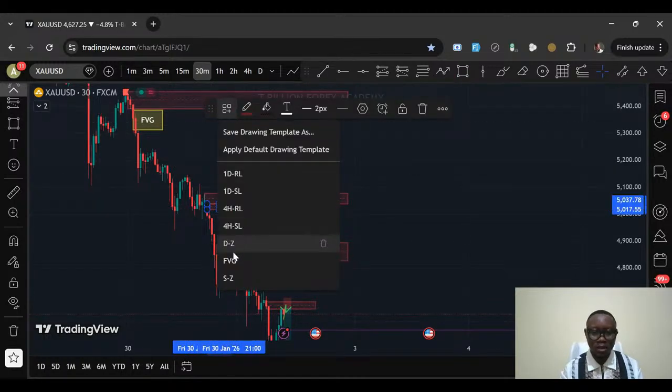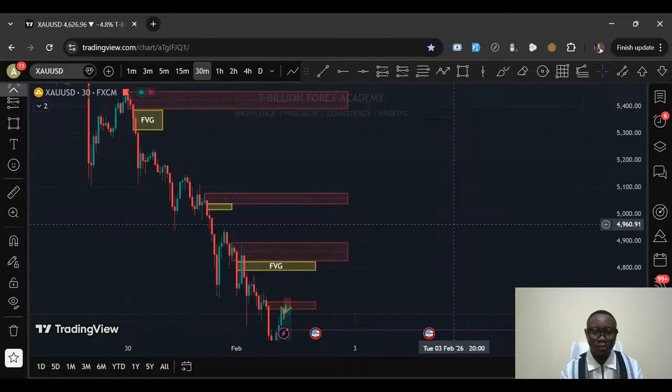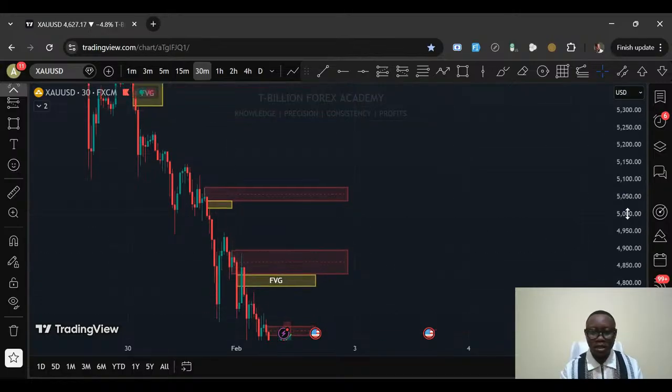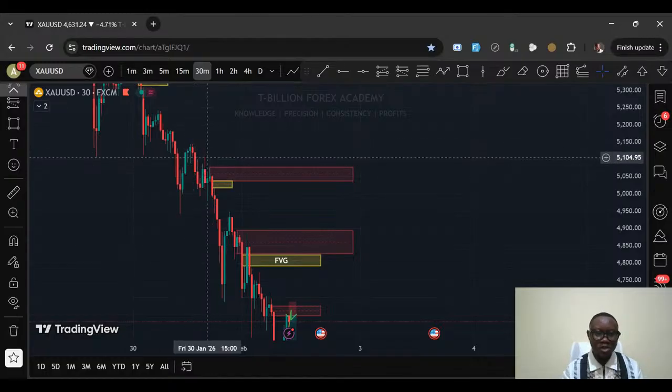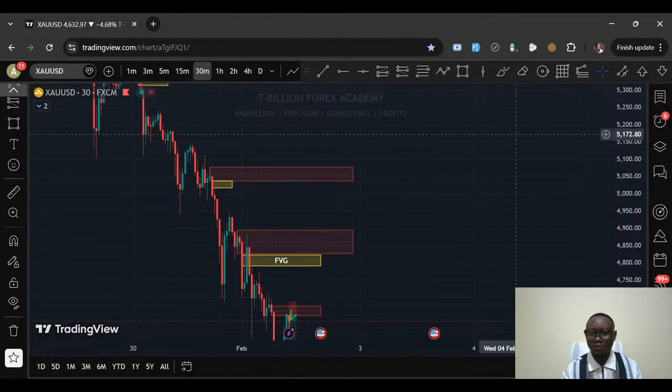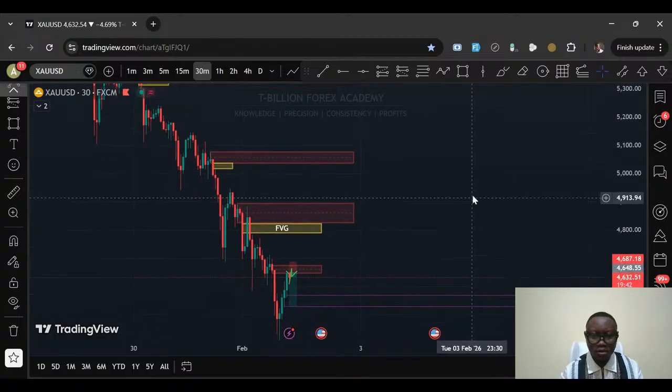Okay, let's mark it out. This is our FVG. Let's minimize it a little. Good. Great. There's no zone here. All the FVG has been mitigated, so I'm not going to mark this. This is our FVG. This is our order block zone on the 30-minute time frame. So let's look further.